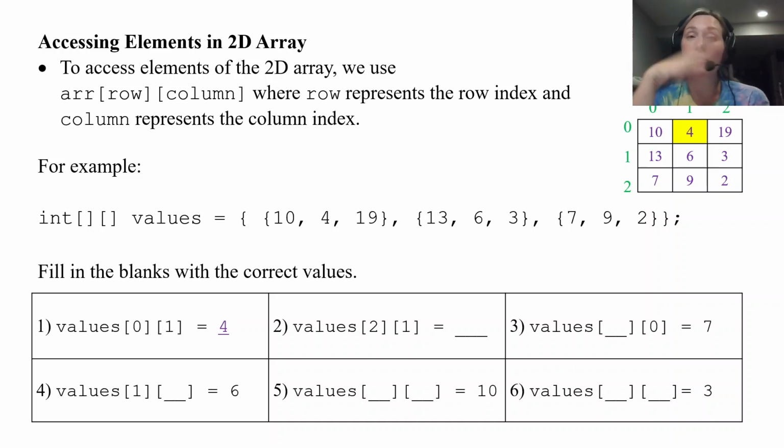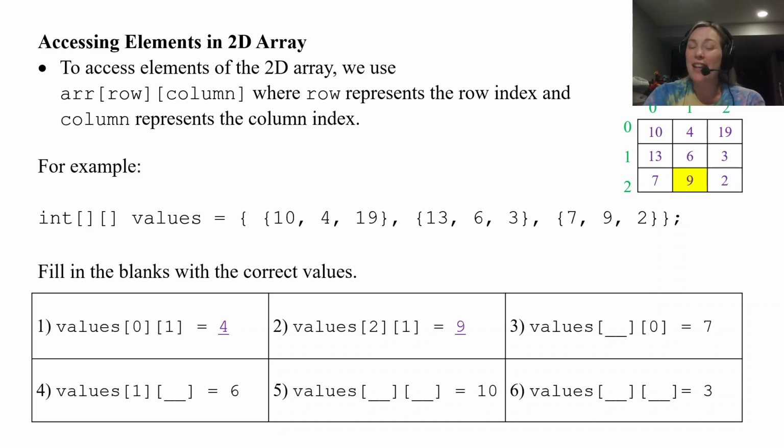So 2D arrays, they work just like the 1D array. You reference and access them using the indexes. You just need to have the row and the column, and the row always comes first. So here this would be row 2, index 1. So row 2, index 1 is going to be a 9, and that's what you should put in the blank there.